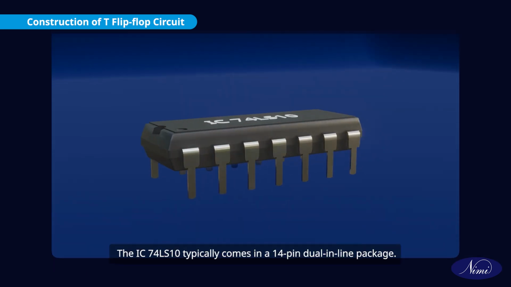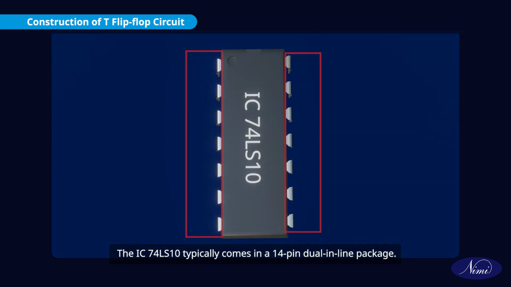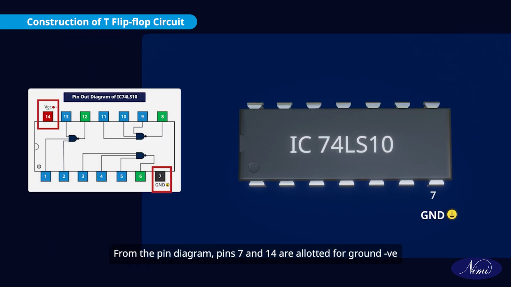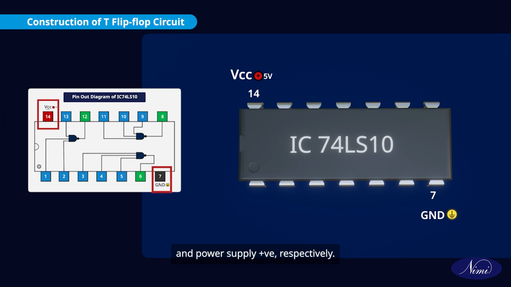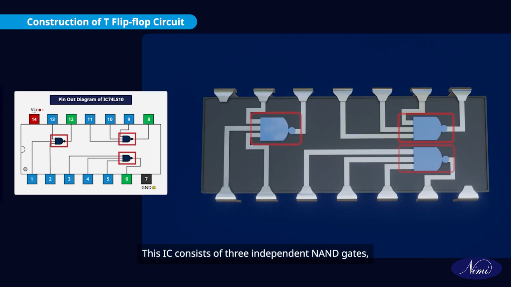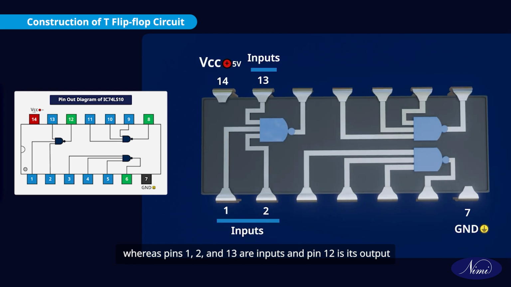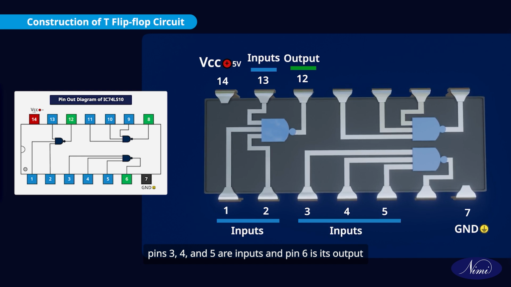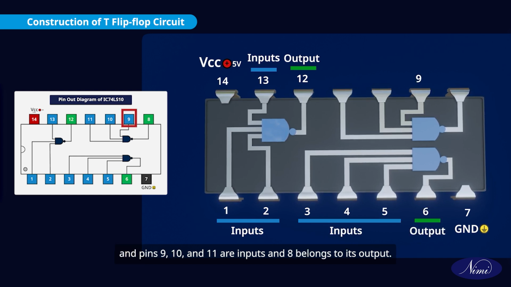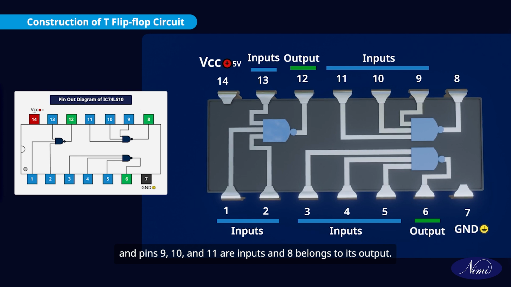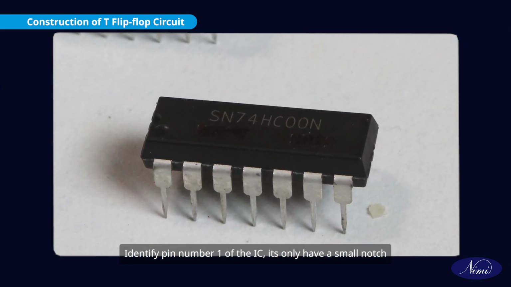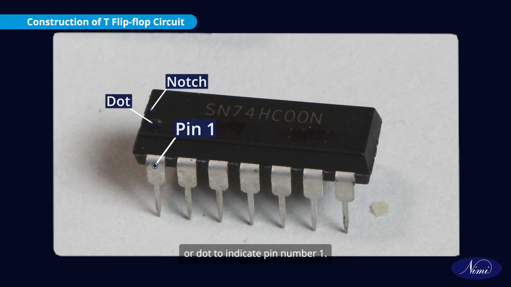The IC 74LS10 typically comes in a 14-pin dual inline package. From the pin diagram, pins 7 and 14 are allotted for ground negative and power supply positive respectively. This IC consists of 3 independent NAND gates, whereas pins 1, 2 and 13 are inputs and pin 12 is its output. Pins 3, 4 and 5 are inputs and pin 6 is its output. Pins 9, 10 and 11 are inputs and 8 belongs to its output. Identify pin number 1 of the IC. It only has a small notch or dot to indicate pin number 1.